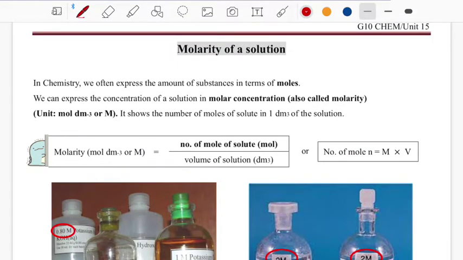Now I'm going to introduce the second way to express concentration. Remember in Unit 12 we introduced a new concept in chemistry, the mole.